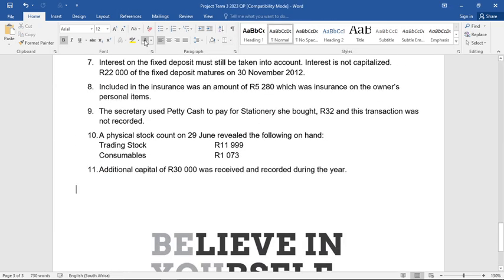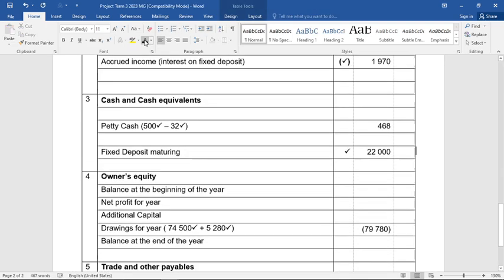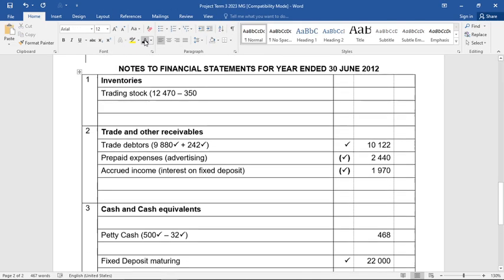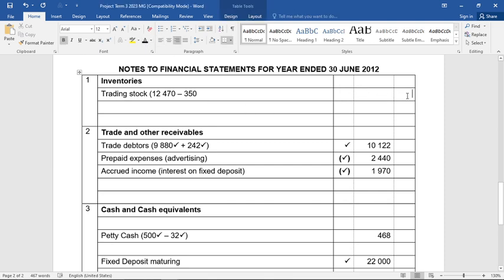2 more adjustments. A physical count on the 29th of June revealed the following on hand. This adjustment always comes up. Firstly, trading stock 11,999. Can you remember what we do with that? Having counted 11,999, we go to the inventory note, and we simply go and put that 11,999 in the column over there, because that's the amount we've counted.